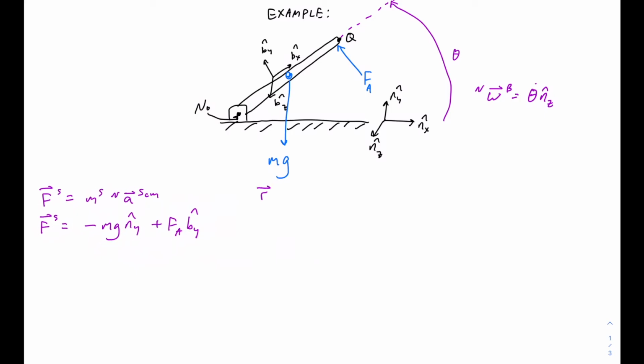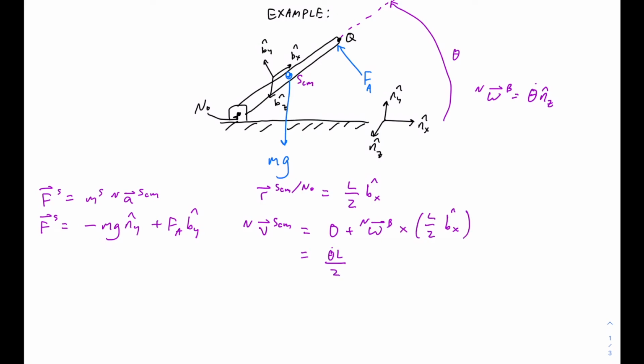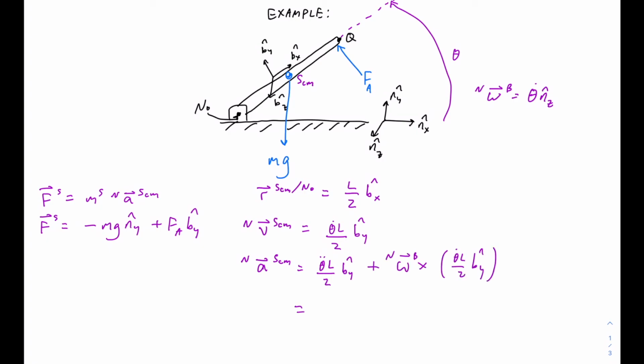We first need a position vector to the center of mass from a fixed point in a Newtonian reference frame. In this case, that would just be half the beam length in the b_x direction. We can use the golden rule of vector differentiation to derive velocity, which becomes the derivative of theta times L over 2 b_y. We can similarly derive acceleration using the golden rule, and we get an acceleration vector of theta double dot L over 2 b_y minus theta dot squared L over 2 b_x.